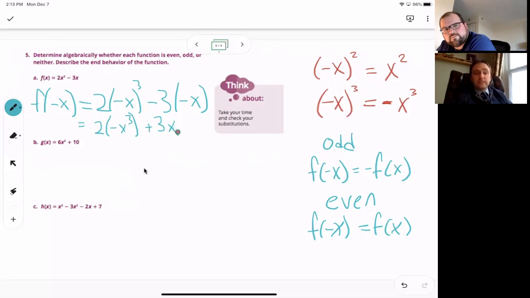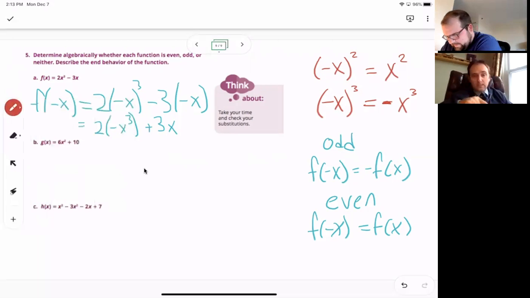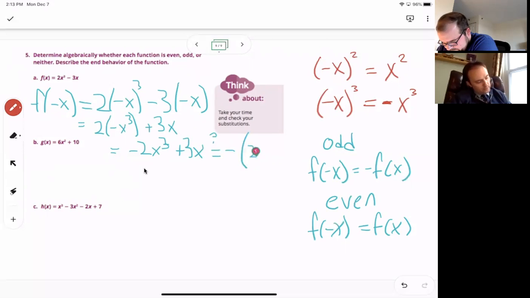I'm going with what you just said. So I plugged in negative x for where I see x's. And then you told me that negative x cubed in parentheses is the same thing as negative x cubed without parentheses. And then same thing with negative x. I just plugged that in. So then the first term is negative 2x cubed, and then the second term is plus 3x. So my question is, is that the opposite of what I started with?